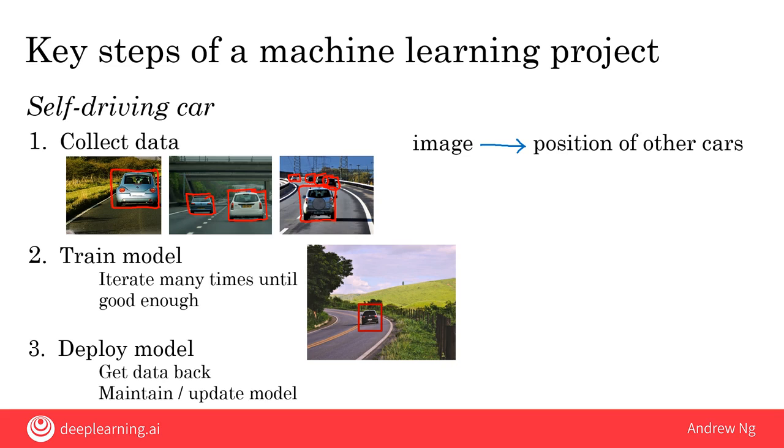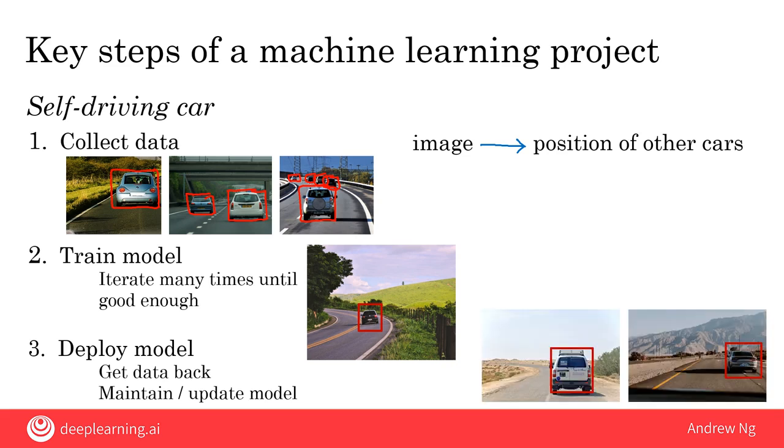But when you put this software in cars on the road, you may find that there are new types of vehicles, say golf carts, that the software isn't detecting very well. And so you would get data back, say pictures of these golf carts, use the new data to maintain and update the model so that hopefully you can have your AI software continually get better and better to the point where you end up with a software that can do a pretty good job detecting other cars from pictures like these.